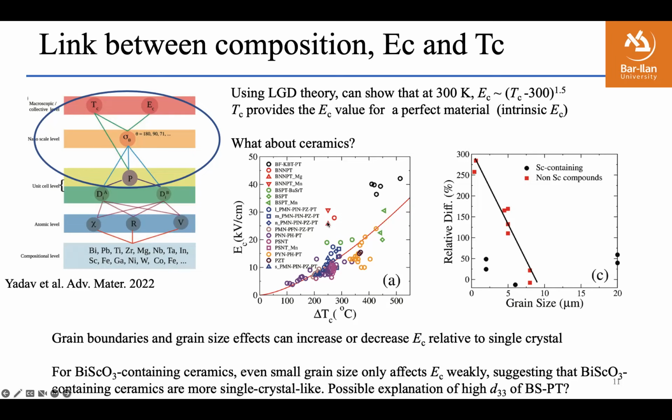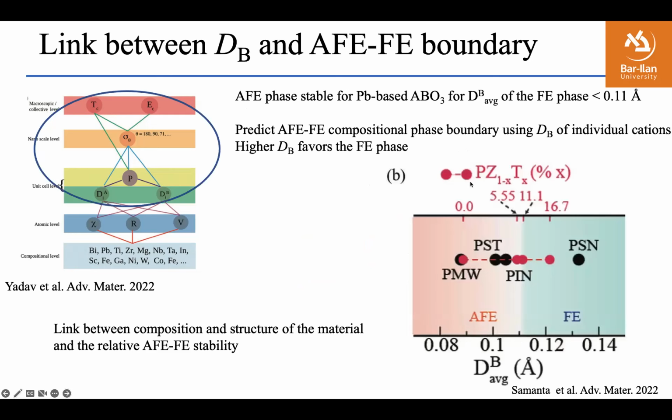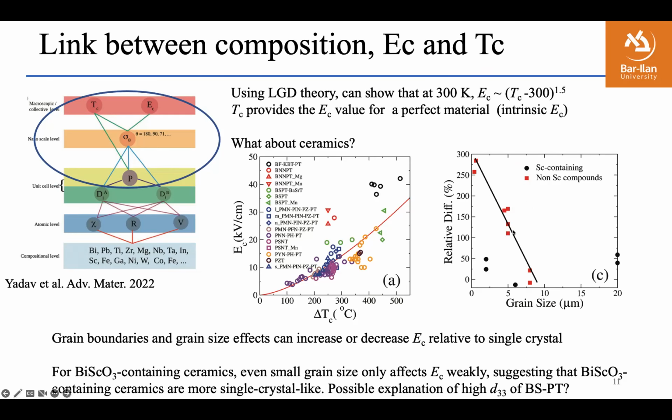Okay, and so now we can say, well, let me evaluate the difference between what I expect the coercive field to be based on the TC and what it actually is, and then plot that versus grain size to evaluate the influence of grain size on the coercive field. And we did this for the few systems that we have data for the grain size. We found an interesting thing. If you look at the systems which do not contain scandium, there's a very clear relationship between this enhancement of coercive field and the grain size.